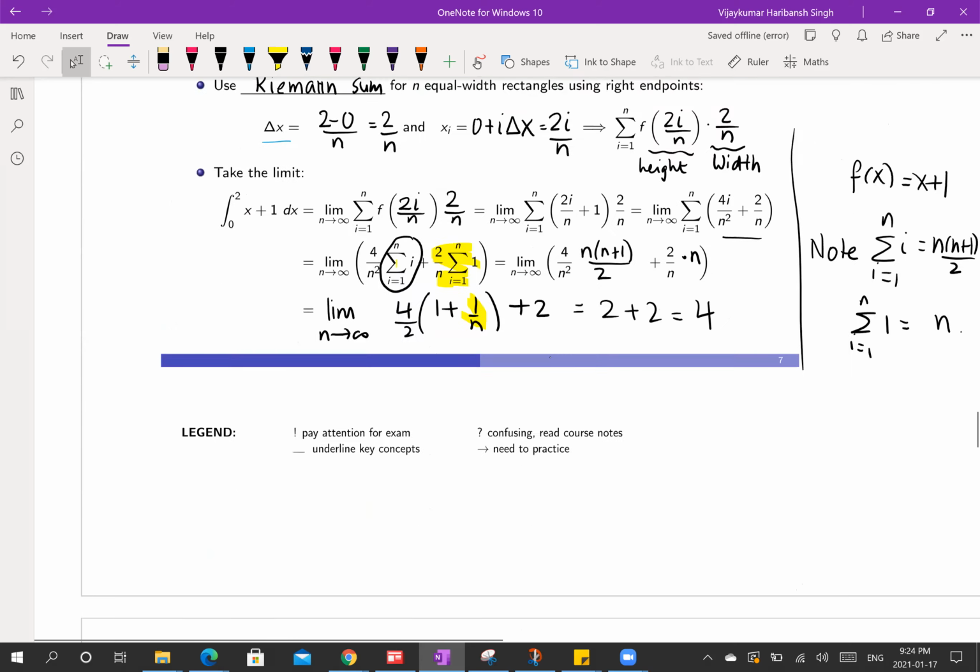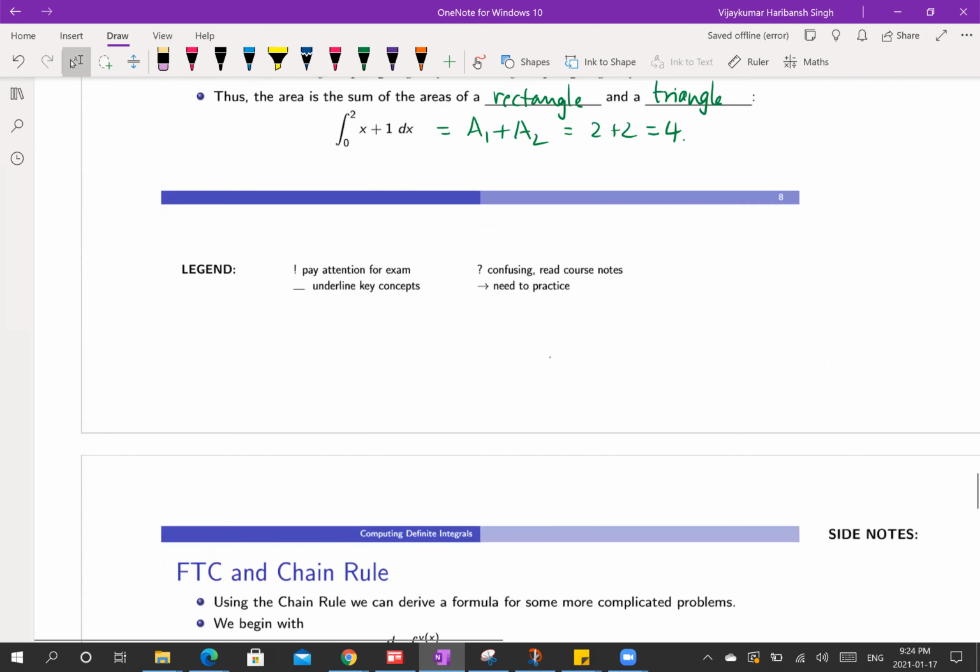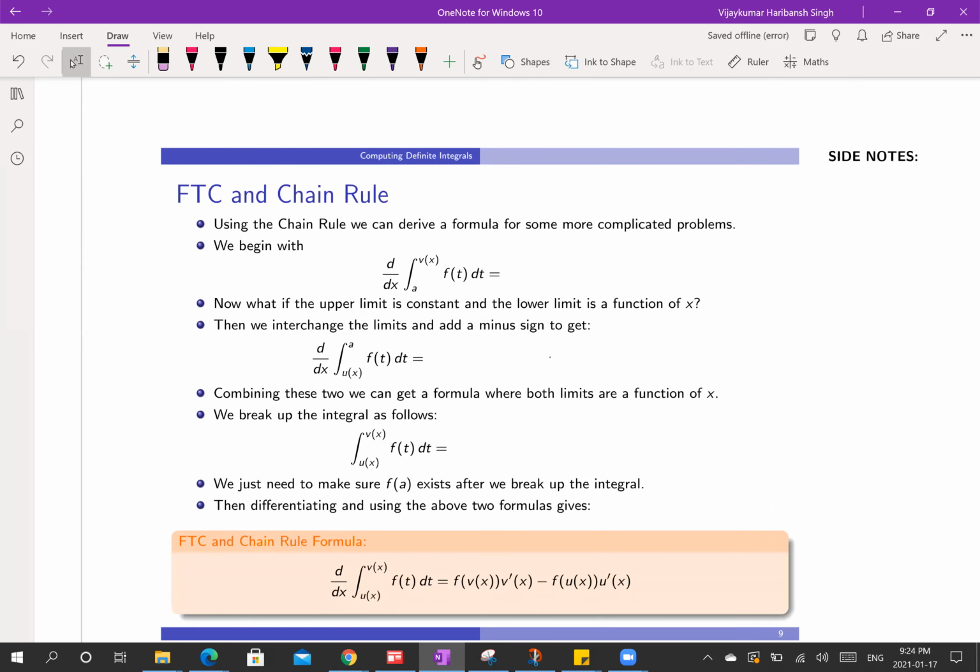All right, so now let's proceed further and discuss some more interesting definite integrals and the chain rule.